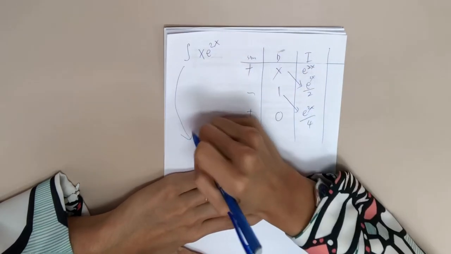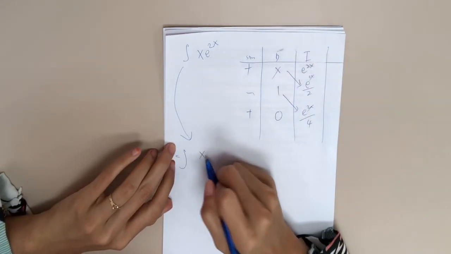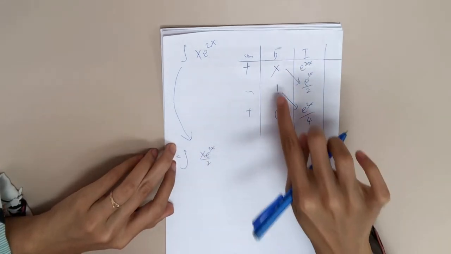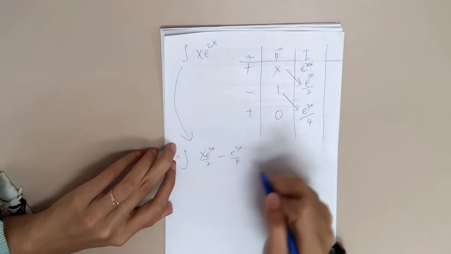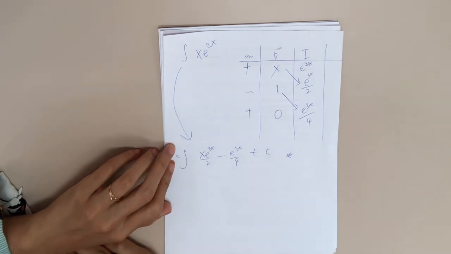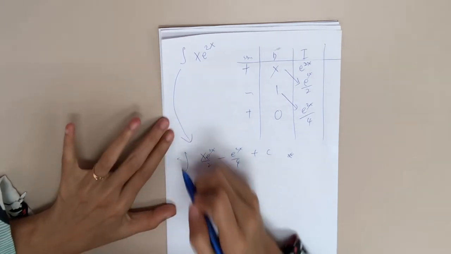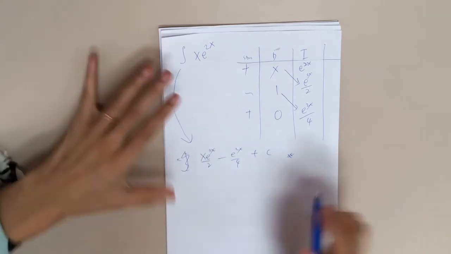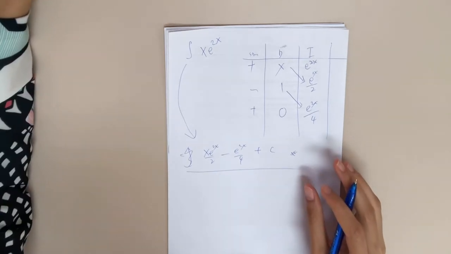Okay, so what do we answer here? x e to x, minus e to x, plus c. Okay, this is simple. That's it. So this is your answer. Okay, alright. One more example. I'll show you one more example.